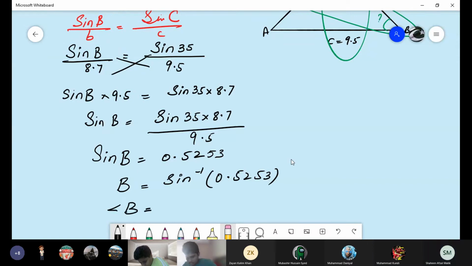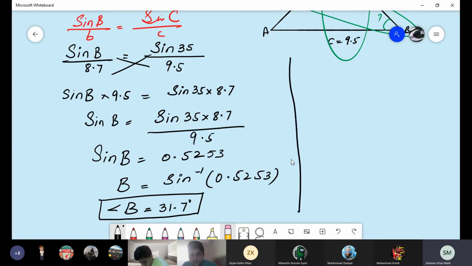It's 31.69, ma'am. 31.69. So we can write 31.7 degrees if we round it. Okay. Yes, Muhammad Kundi, then you have now two angles with you. How will you find out the angle A?